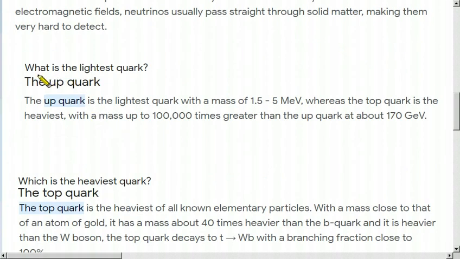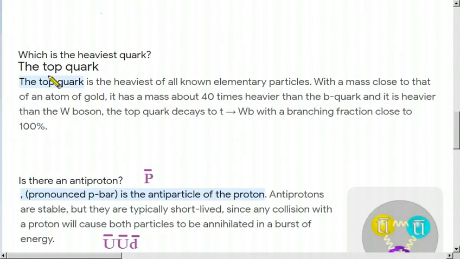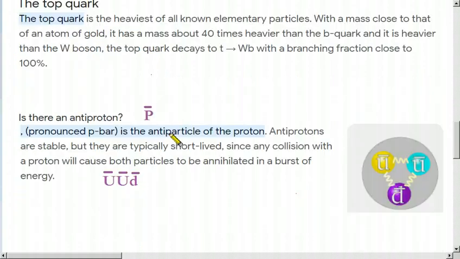So again they might ask, what is the lightest quark? The lightest quark is the up quark. So you have to keep those things in your memory. What is the heaviest quark? The heaviest quark is the top quark. And these things there may be in your note, but these things you have to take into your head. So that is the heaviest quark. It is the top quark.